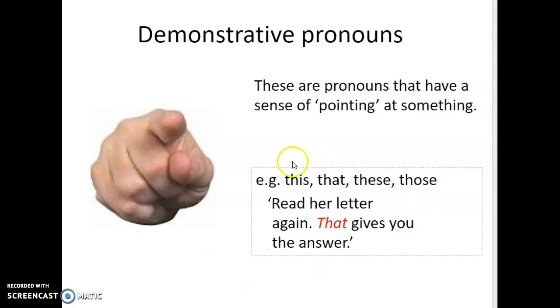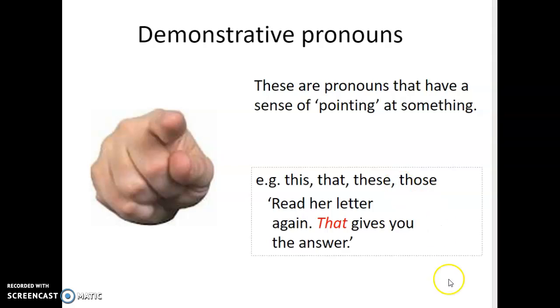So, for example, here we have, read her letter again. That gives you the answer. So instead of saying the letter, the letter is referred to as that. We have that sense of it being pointed at.